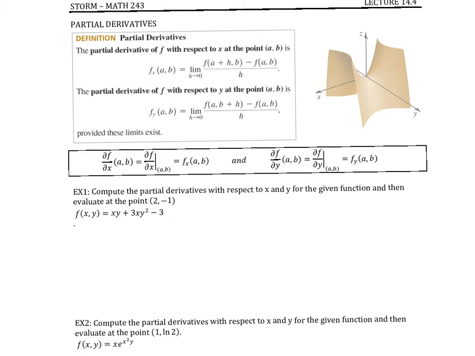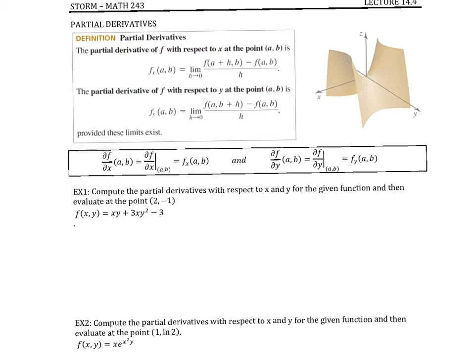Okay, so we're talking about z as a function of both x and y. We looked at domains, we looked at limits. Now it's time to talk about the derivative. In single variable calculus, when we talk about the derivative or the rate of change, what we're describing is as x changes, how is the y value changing?